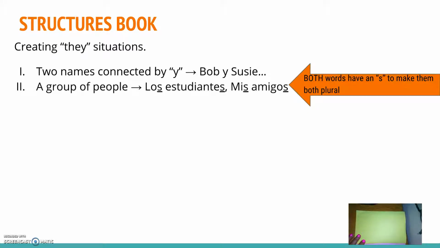Another example of creating they situations would be a group of people using nouns. And what I wanted to make sure you understand is that both words, notice los and estudiantes, mis and amigos, have an S. So you have to have these two words agree with each other, meaning they both have to be plural.